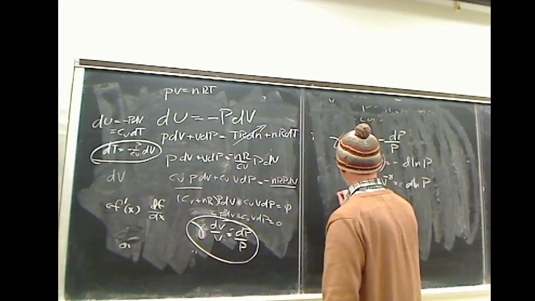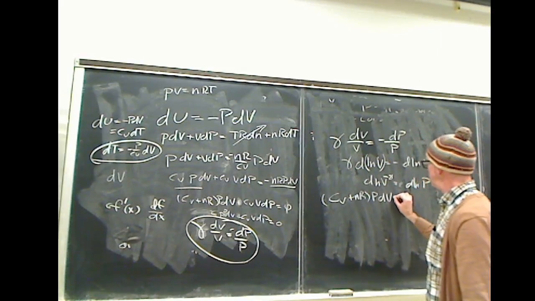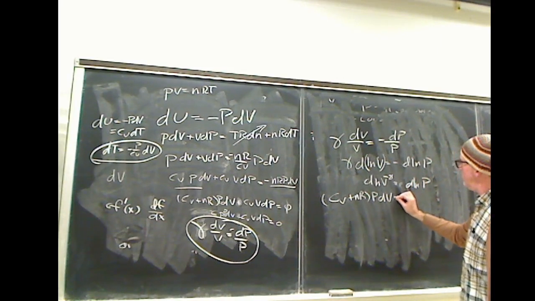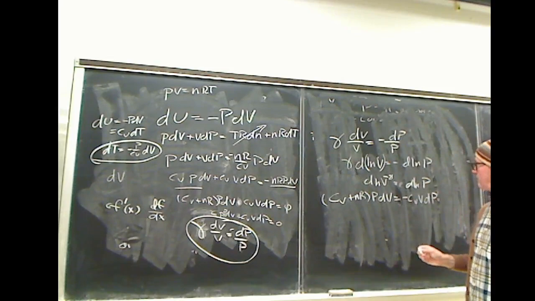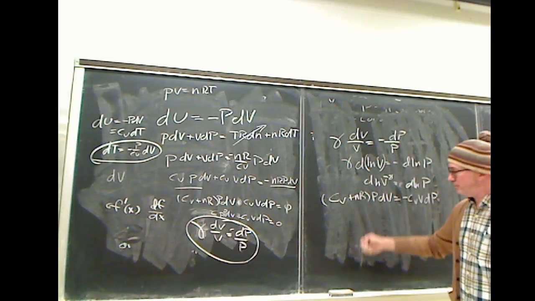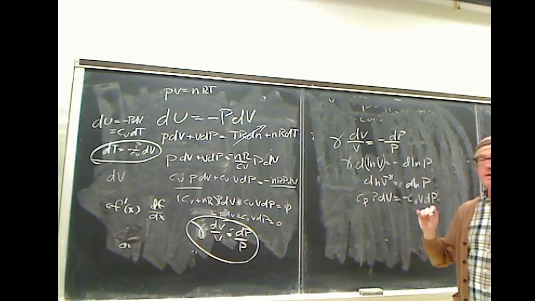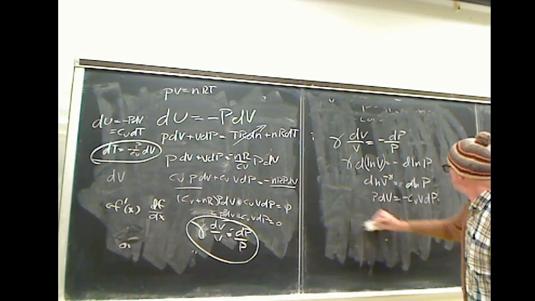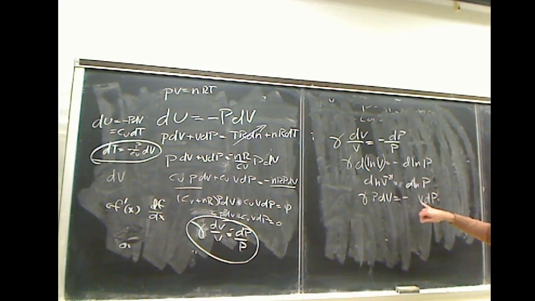So I got CV plus nR times P dV equals minus CV V dP. So this becomes CP. And then I divide both sides by CV, and I just get gamma. And then I've got gamma P dV equals minus V dP. So I'm going to divide both sides by PV. That cancels this and leaves me with a 1 over V, and it cancels this and leaves me with the 1 over P.